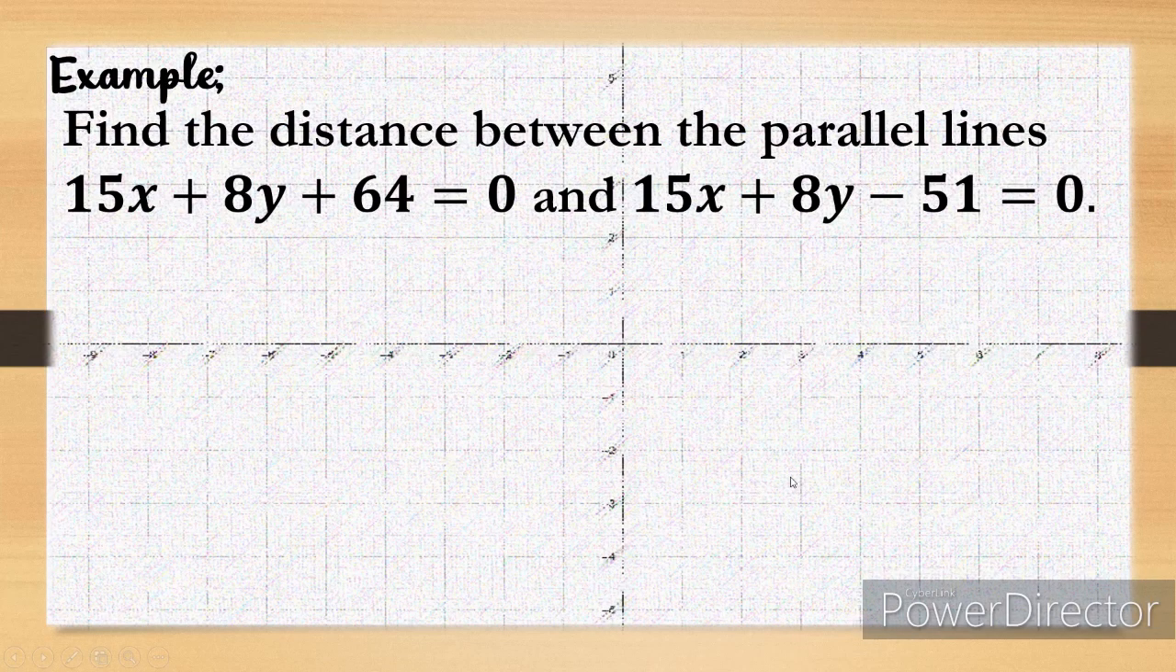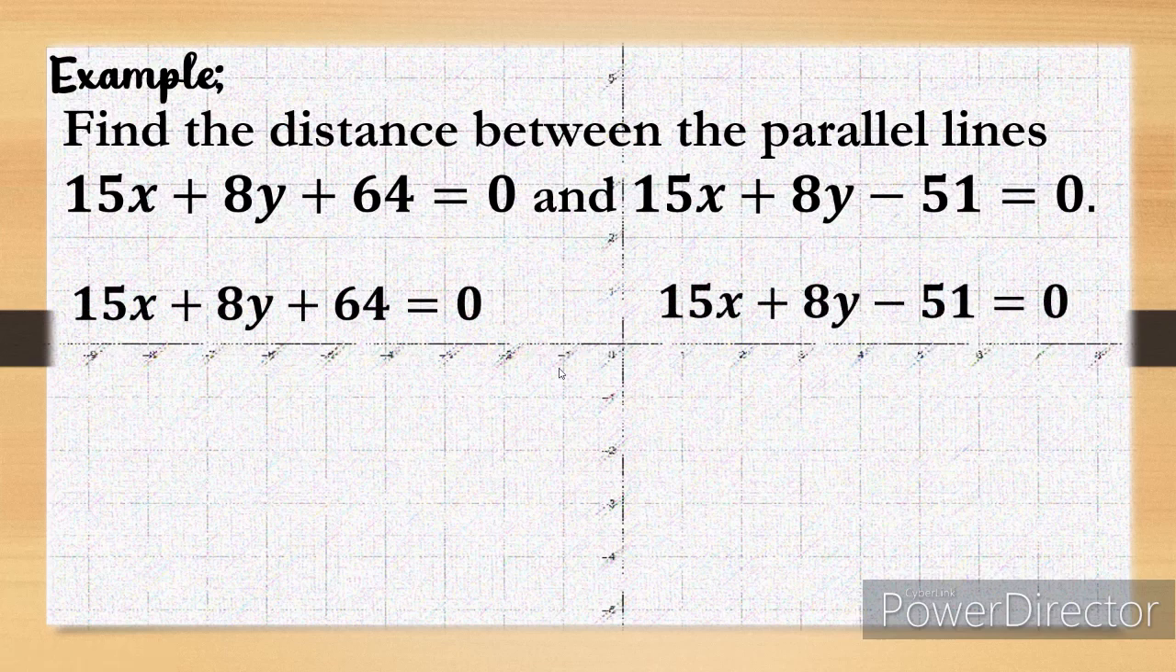Okay, for the last example, we have: find the distance between the parallel lines 15x plus 8y plus 64 equals 0 and 15x plus 8y minus 51 equals 0. So, this time, ang given ay 2 equation of lines. Walang given na point. So, ang gagawin natin, hahanap tayo ng point sa isang line dito. Then, hahanapin natin ang distance ng point na yon dun sa isang line.